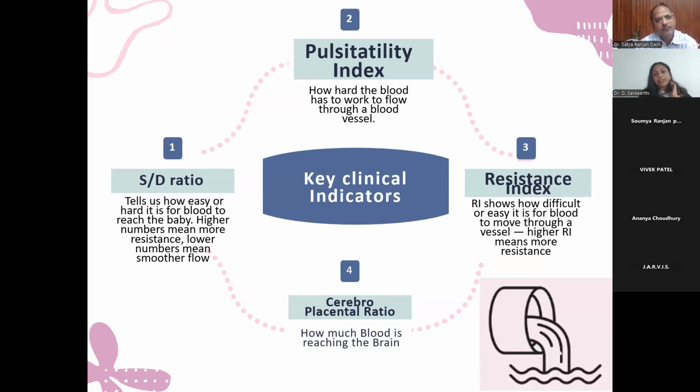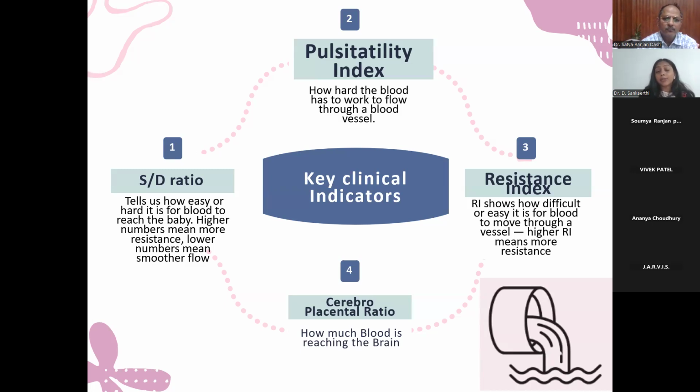The first one is the systolic by diastolic ratio. In simple terms, it helps us identify how easy or difficult it is for the blood to reach the baby, which means the higher the number, the more resistance. More resistance means less blood flow to the baby. Similarly, we have the pulsatility index, which is how hard the blood has to work to flow through the vessel. We have the resistivity index, which tells us how difficult or easy it is for blood to flow through the vessels, which means if it is higher, there is more resistance, and more pressure is required for the blood to flow through these vessels.